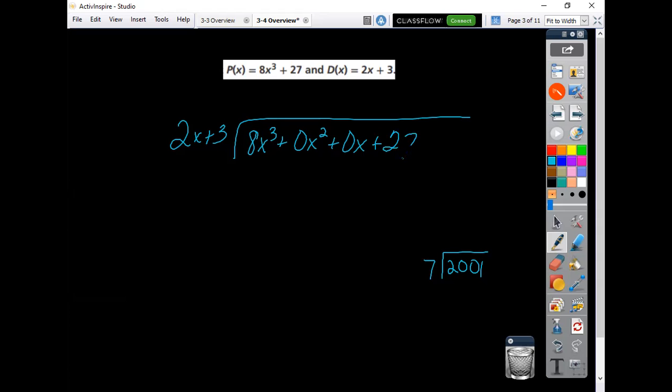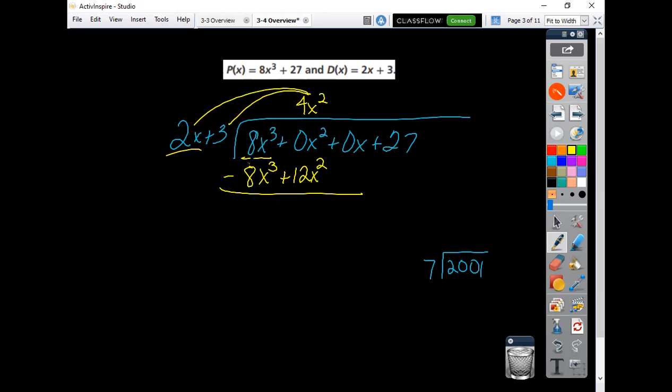So here we go. 2x times what is 8x cubed? And I hope you say 4x squared. 4x squared times the 2x is 8x cubed. 4x squared times the 3 is 12x squared. Write it under its like term.